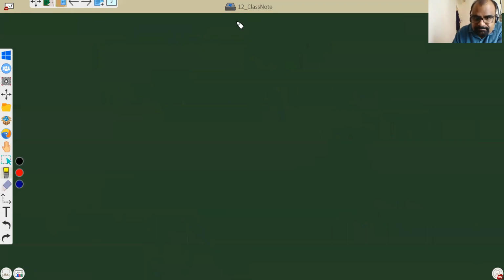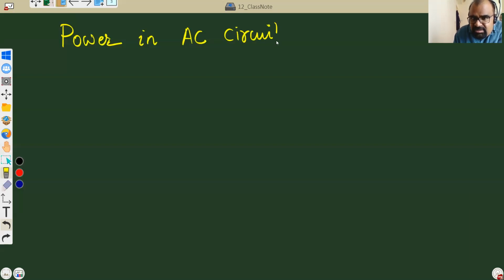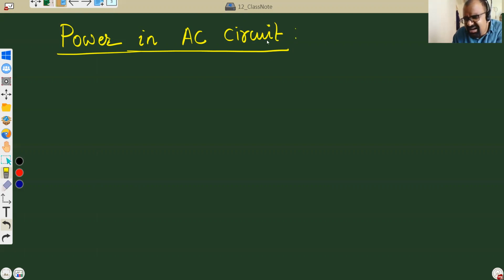That is power dissipated in a circuit or power delivered by an AC source. So, power in AC circuit. Now I have already talked about it a little bit in one of the types of circuit, like in RC circuit and in LR circuit. I had already talked about it.